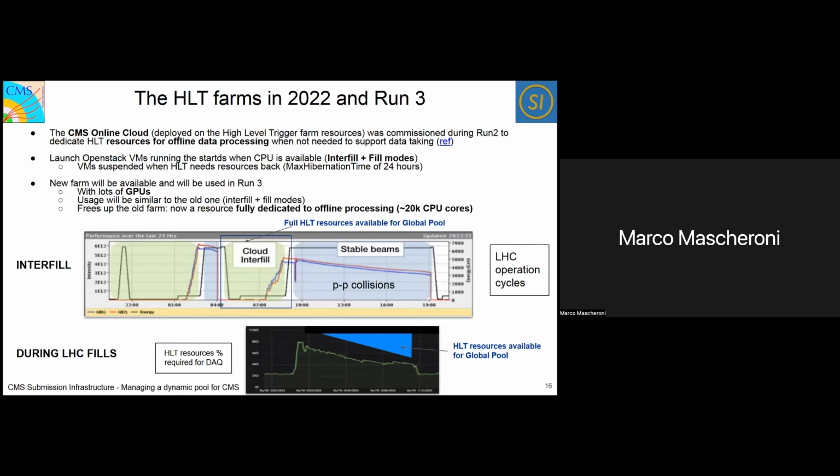And in Run 3, this old farm will be available in total, most notably for offline, because there will be a new farm that will have the same model that will be used and will replace the old one for online, for the direct live processing of events. And this frees up something like 20K CPU cores for processing and other opportunistic resources.